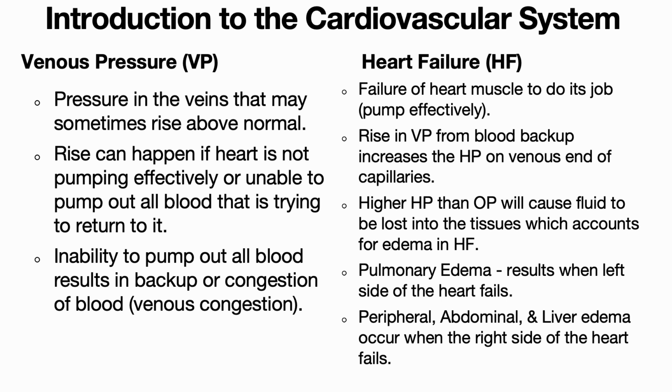We will now continue with venous pressure and heart failure. Venous pressure is pressure in the veins that may sometimes rise above normal. The rise can happen if the heart is not pumping effectively or is unable to pump out all blood that is trying to return to it. Inability to pump out all blood results in backup or congestion of blood. We call that venous congestion. Heart failure is failure of heart muscle to do its job, which is to pump effectively.